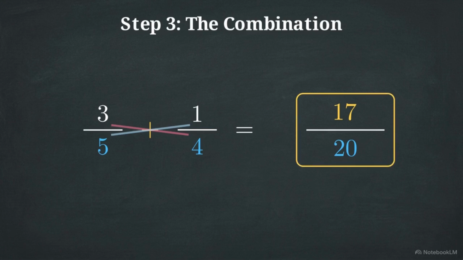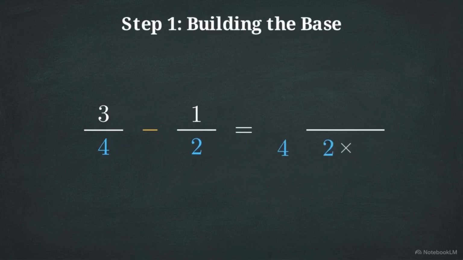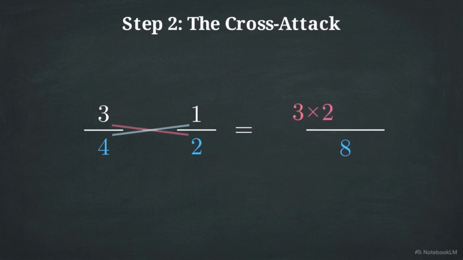The exact same algorithm applies to subtraction. Take a look at this equation, 3/4 minus 1/2. We run the exact same process. Multiply the base. 4 times 2 is 8. Cross-multiply. 3 times 2 is 6. 1 times 4 is 4.